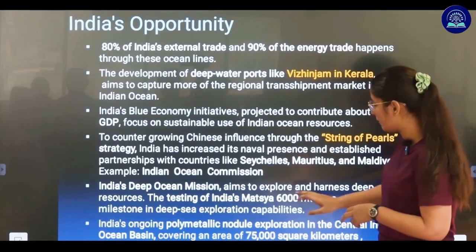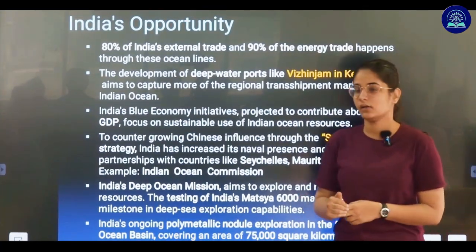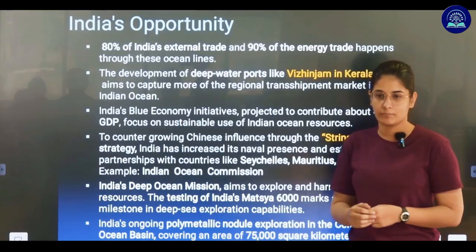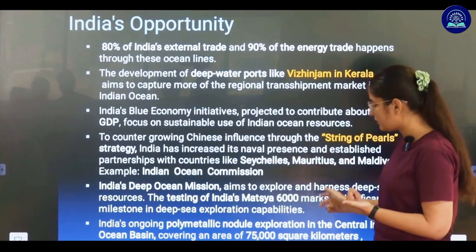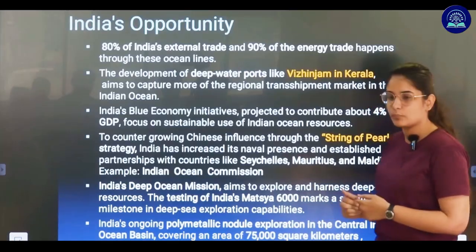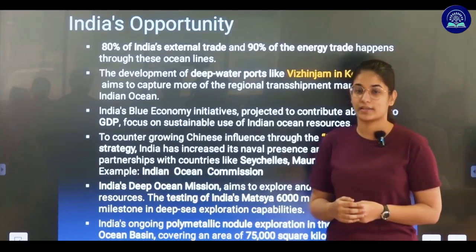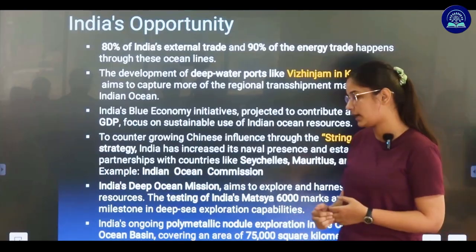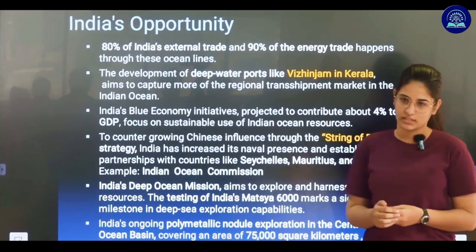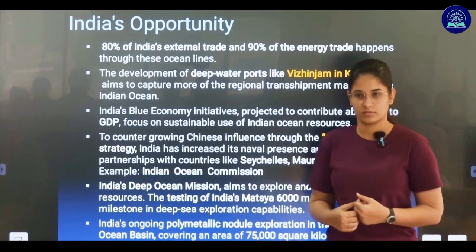Then we have Matsya 6000. This is a mission by India to explore the seabed resources, so again, that will be very beneficial. Also, India has got a license to explore polymetallic nodules over around 75,000 square kilometers, which will facilitate deep sea mining and make us resource rich.